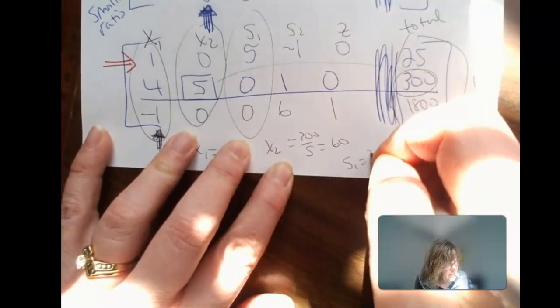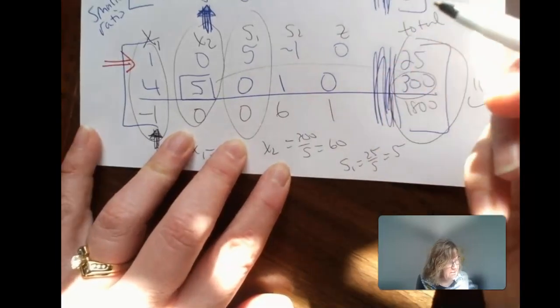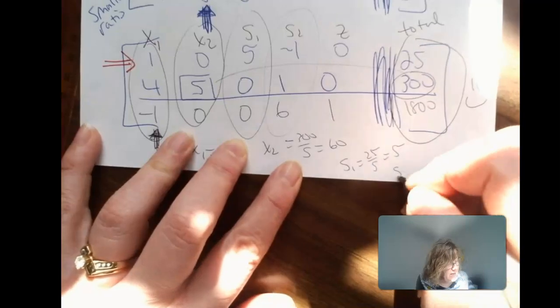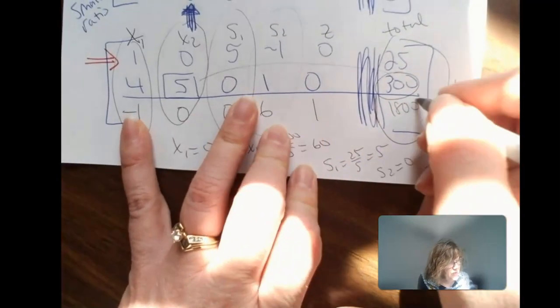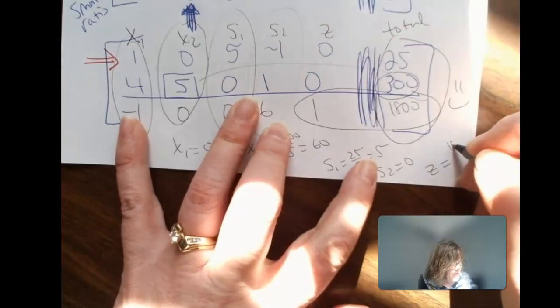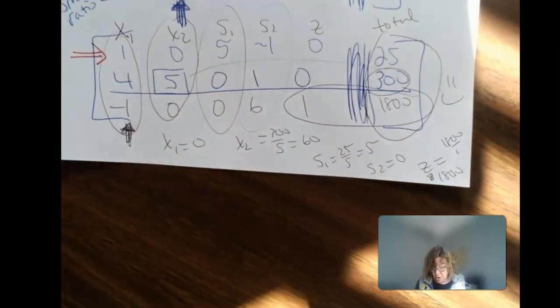25 divided by 5 is 5. And then let's see, slack 2 is ugly, non-basic. We said it equals 0. And in the corner, we get z equals, and we just have to divide by 1, so it's not going to do much, $1,800.